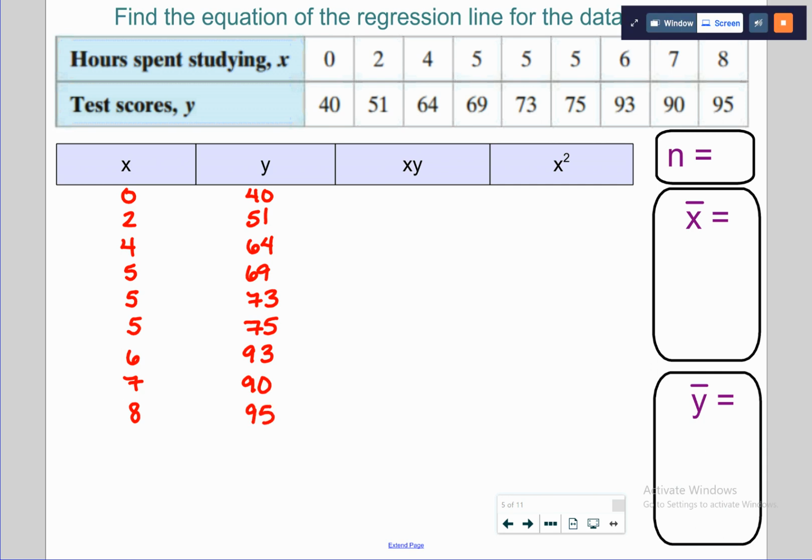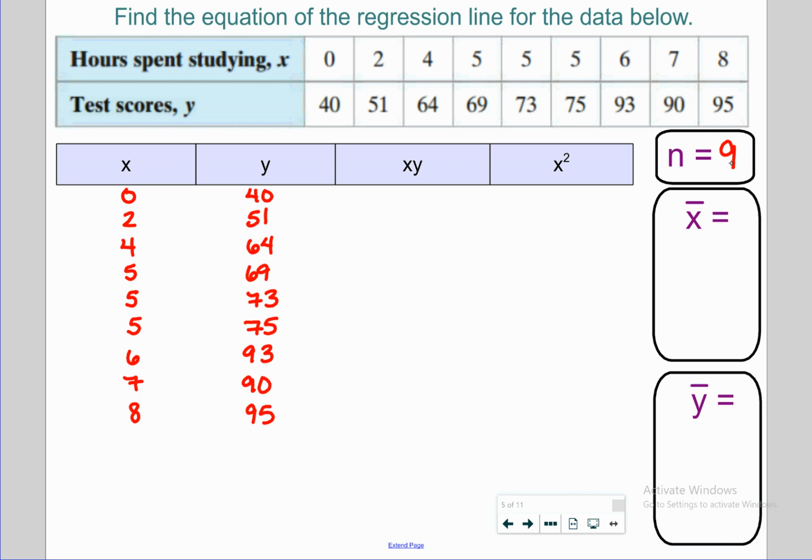Okay. Now my favorite part. Everything in it. Oh, what's our n for this problem? 1, 2, 3, 4, 5, 6, 7, 8, 9 pairs of points. That is 9.